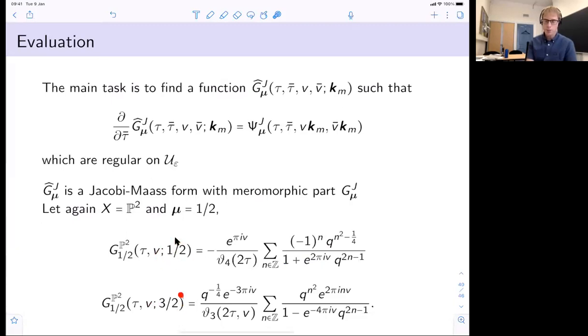We can also do this for another spin C structure, the usual 3/2. Then we get a slightly different one. The main point is that we can have poles from these denominators, but I was discussing all the way back in the beginning of the talk that we were able to show that some combinations of V and tau are excluded. And these are precisely sufficient to exclude the poles, which are the zeros of this denominator.